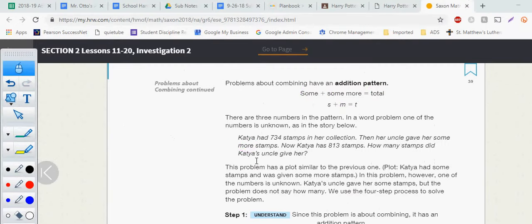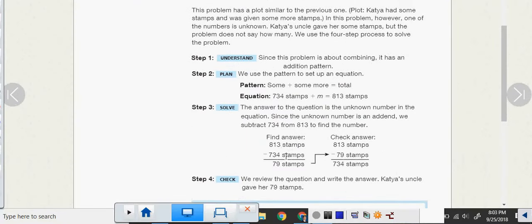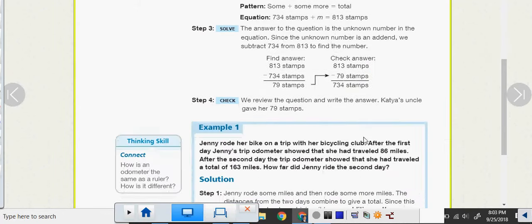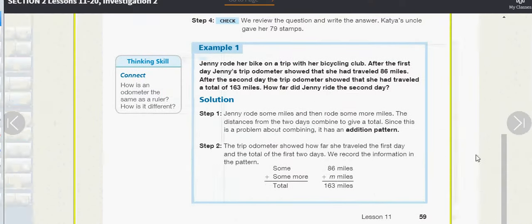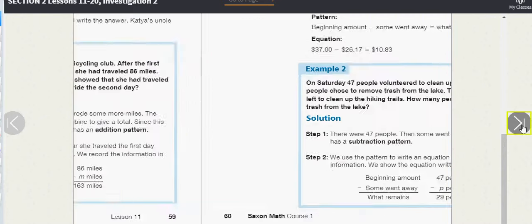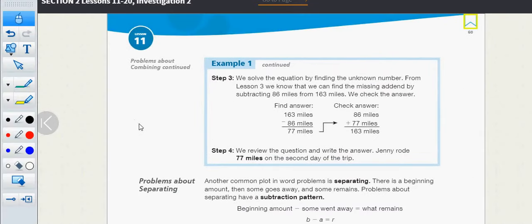And how do we solve for a missing addend? We use subtraction. 813 minus 734 gives us the 79 that must have been given. And how can we check that? Let's imagine, okay, 734, add on 79, put that in your calculator, it should give me 813. Or you can check using the subtraction like here. So Katya's uncle gave her 79 stamps. Seem reasonable? Absolutely. Check out this Example 1 if you like. How is an odometer like a ruler? And how is it different? It's going to talk about an odometer. Odometers measure distance, usually for long distances, and rulers for short distances, a matter of inches or whatever that is.